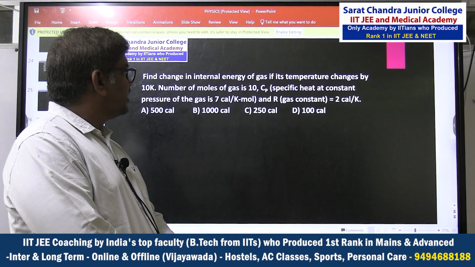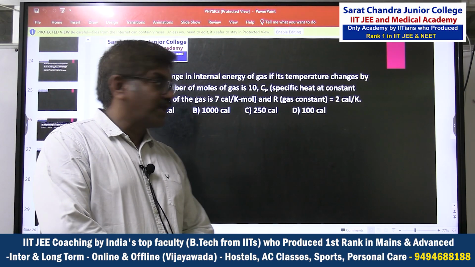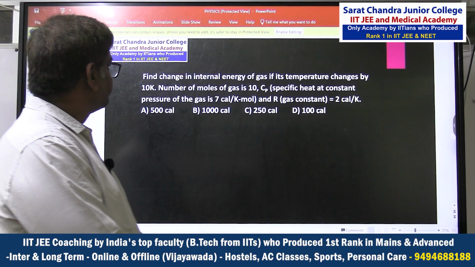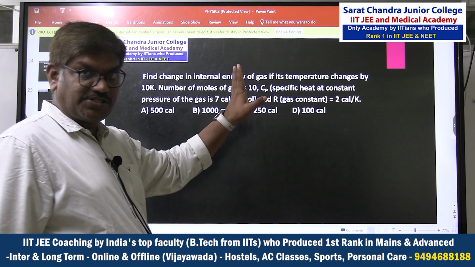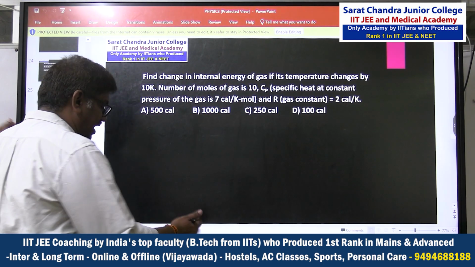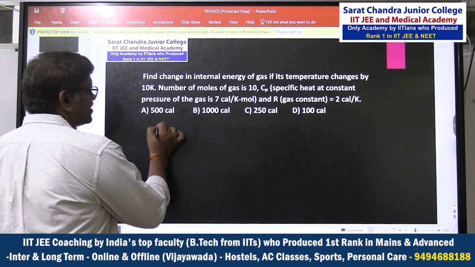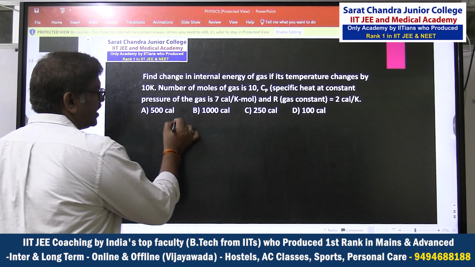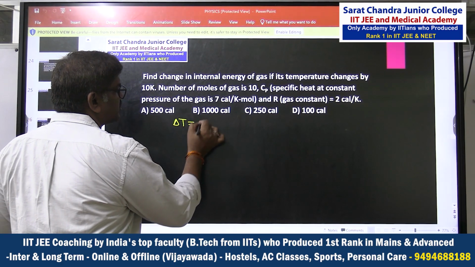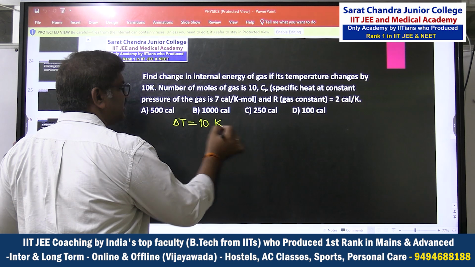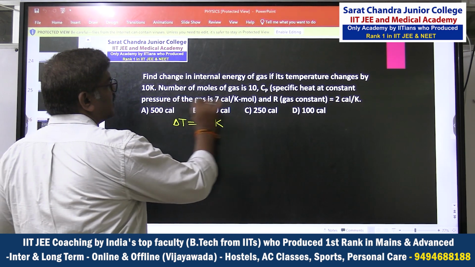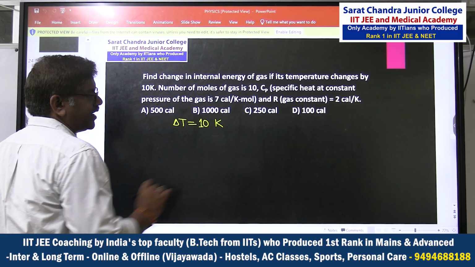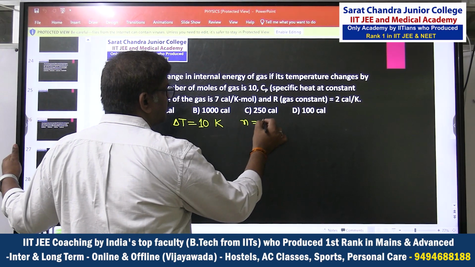Find the change in the internal energy of the gas as its temperature changes by 10 K. Mind, this is not the absolute value, this is the given change. The change is given in Kelvin or degree centigrade, doesn't matter. So directly you are getting delta T, and the delta T value is given to you as 10. Either it is in Kelvin or degree centigrade, doesn't matter. The number of moles of the gas is given as 10 moles.